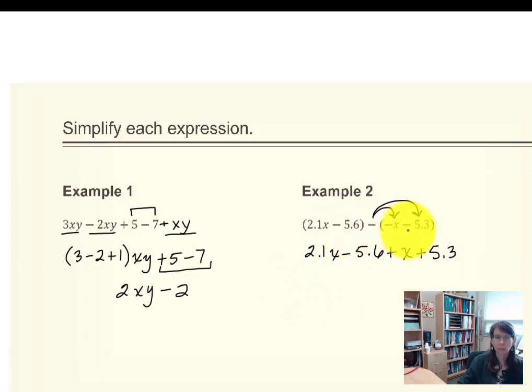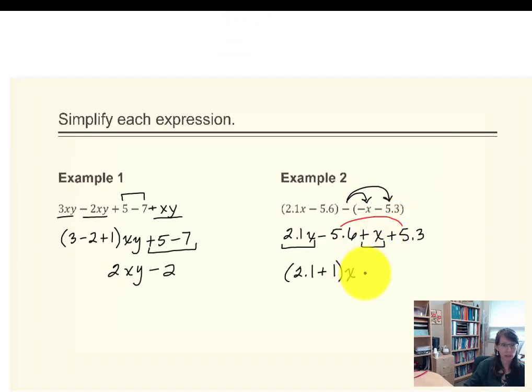Now that we have eliminated the parentheses, we can identify if there are any like terms. I have a variable term with x. Here's another variable term with x. Since those are like terms, I'm combining the coefficients of 2.1 and positive 1. Remember, when you don't see a number in front of the variable, really there is a 1. So I'm adding 1. That common variable was x. And then I'm going to combine my constant terms. I have a negative 5.6 and a positive 5.3.